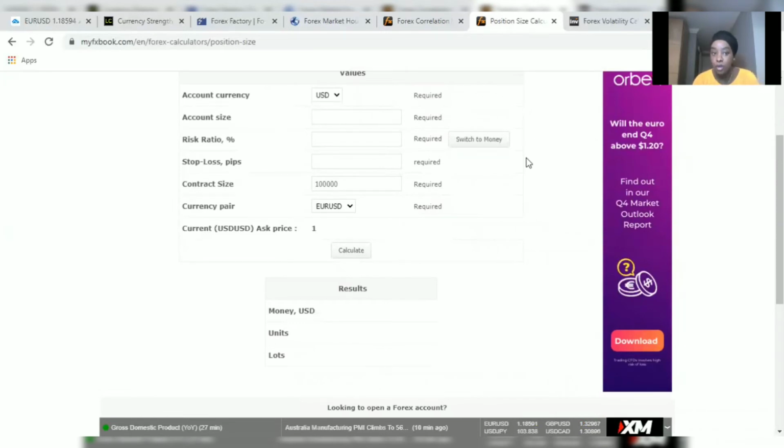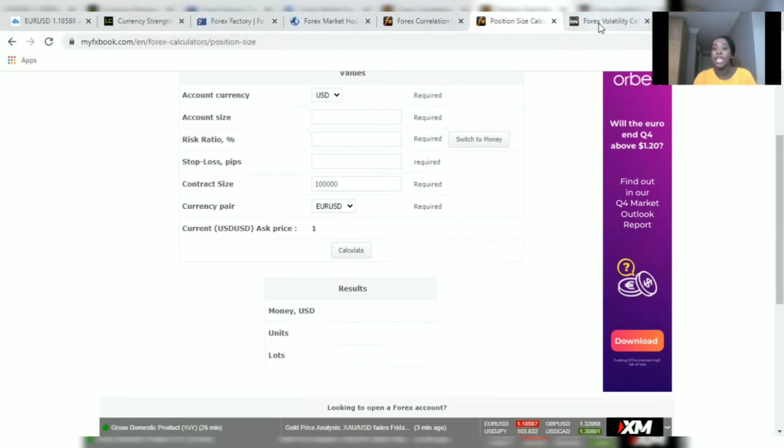So whether it's 0.01 according to your account size or 0.05 or 1.2 or 3.5, depending on your account size. You're able to see how much money you're going to make if you put in whatever lot size. All right, so this is another place you can go to.